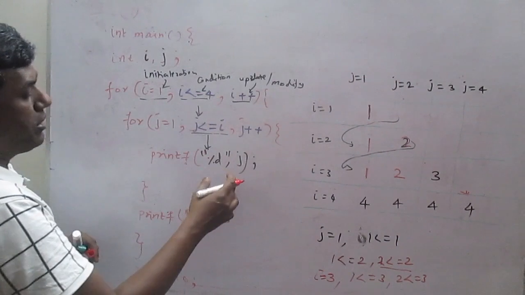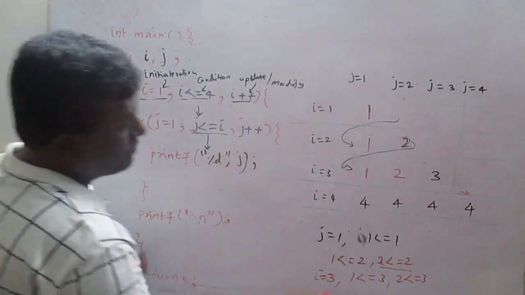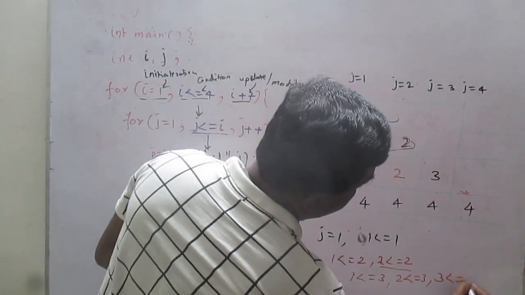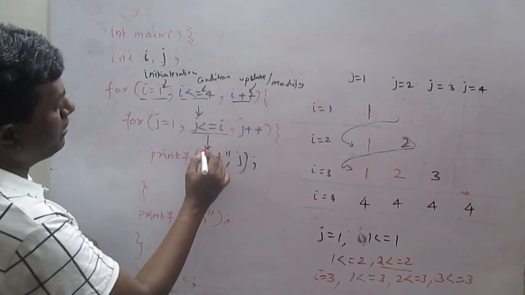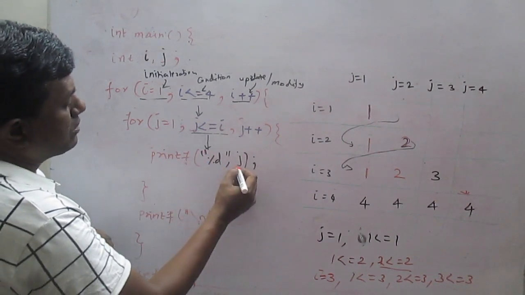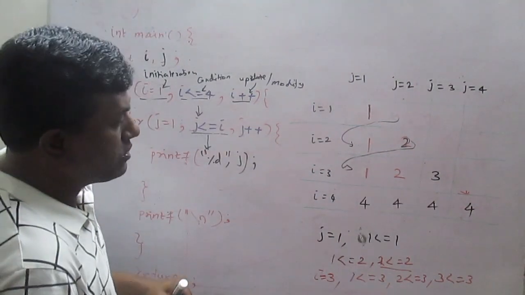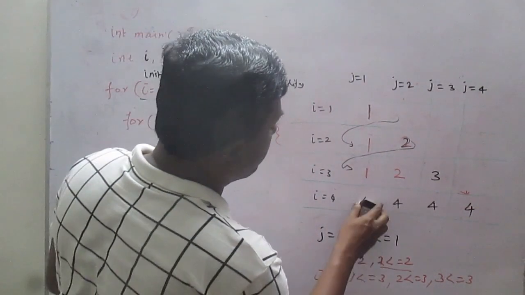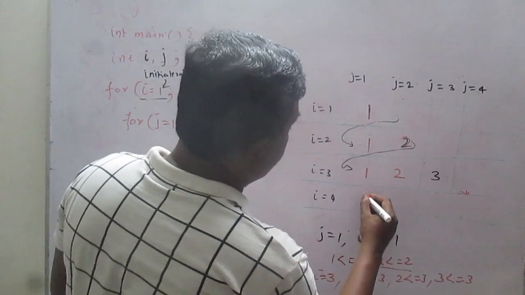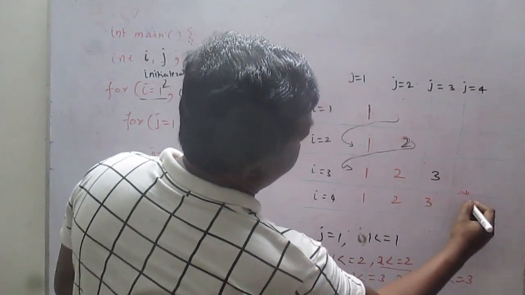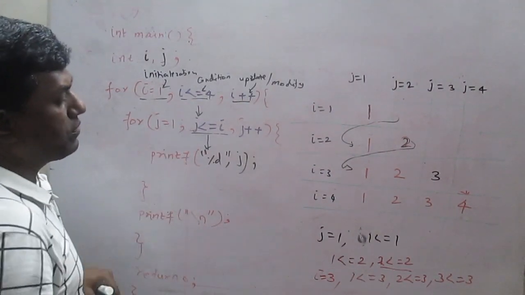Then we go back and do the increment, now j becomes 3. 3 is less than or equal to 3, yes, condition true, so we enter again and print j, which is 3, so 3 will be printed. Similarly here also, in the same manner, we will have 1, 2, 3, 4. This is the pattern we get from this program.